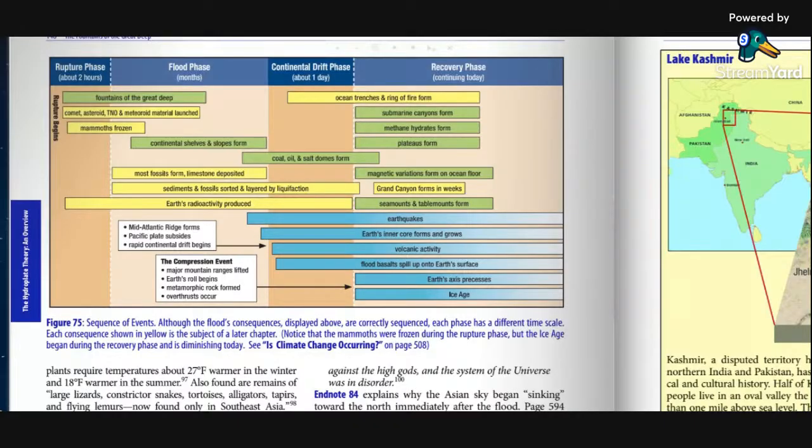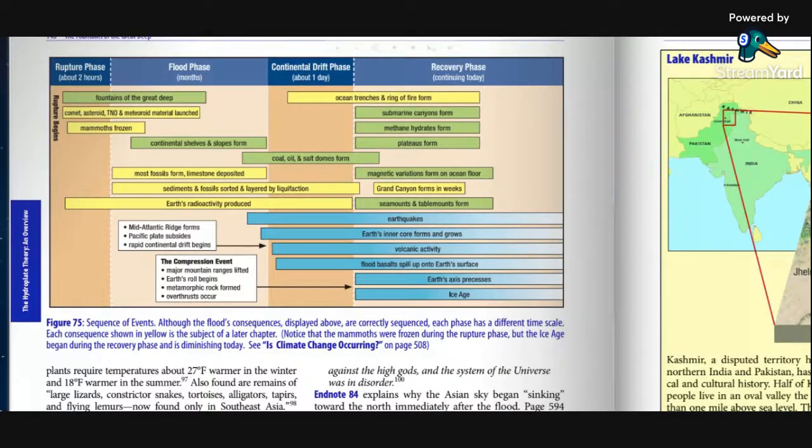And some of this went into the flood phase, where you had those same three. And the continental shelves and slopes form. Part of the coal, oil, and salt domes form. Most fossils form. Limestone deposited. Sediments and fossils sorted and layered by liquefaction. And Earth's radioactivity produced, also during the rupture phase.